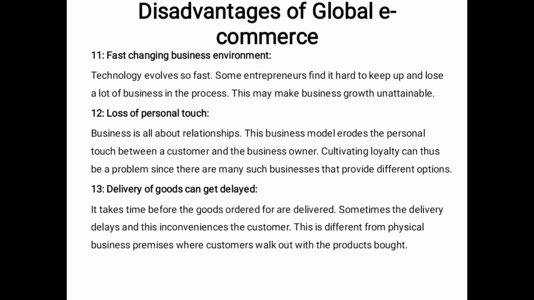Next, another three points of disadvantage. Fast changing business environment. The business environment is changing very fast, and because of that, in one country one business environment may exist, in another country another. So it's not easy for e-commerce. Loss of personal touch. This is very clear. We don't have a personal touch in e-commerce. People of one country selling to another country don't contact and speak to each other. Delivery of goods can get delayed. If you order from another country, you don't know when and where the product will be reaching. So this difficulty also is there.